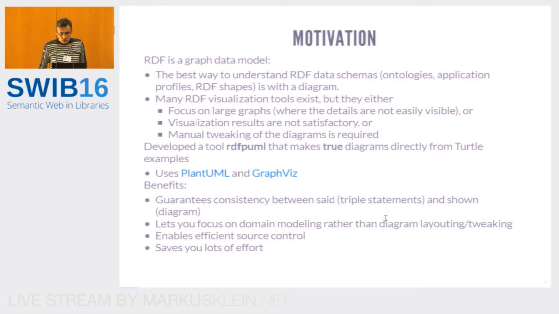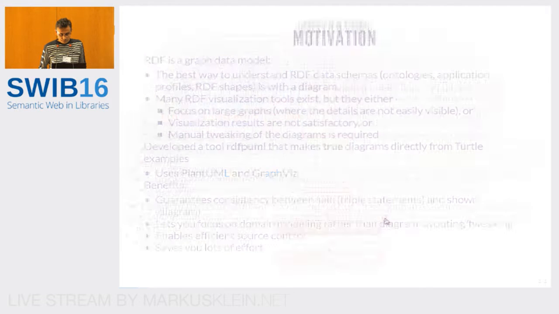So I made a tool that uses PlantUML, which itself uses GraphViz. These both are languages where you can define in textual form a diagram. PlantUML is used widely in the software industry for doing UML diagrams, just describing them in text. And the benefit of generating diagrams directly from RDF is that they're true. They are exactly what you mean in your model. It's not just hand waving, and you don't need to update them or tweak them. They're all laid out from the RDF.